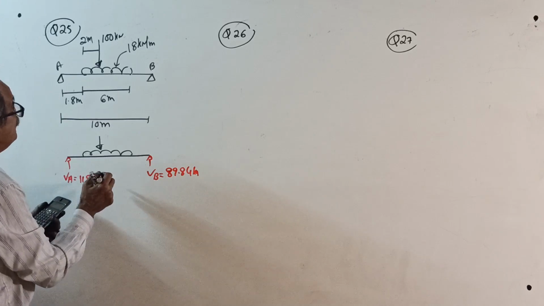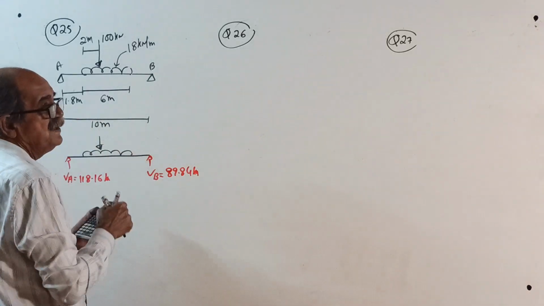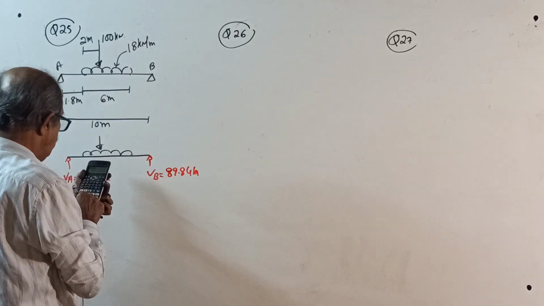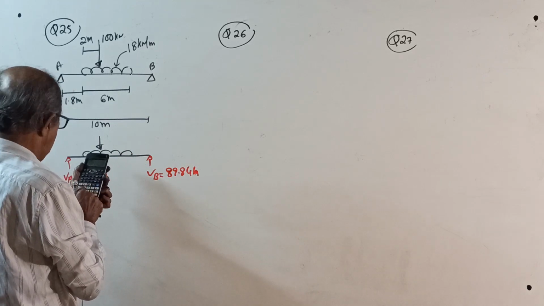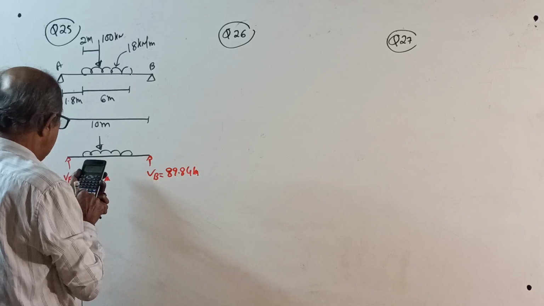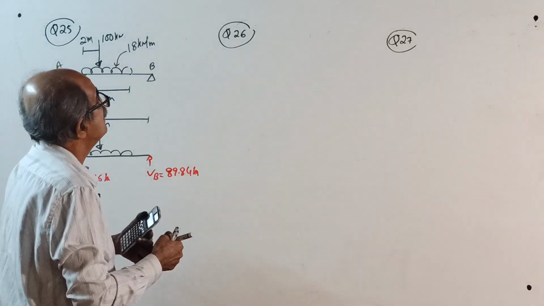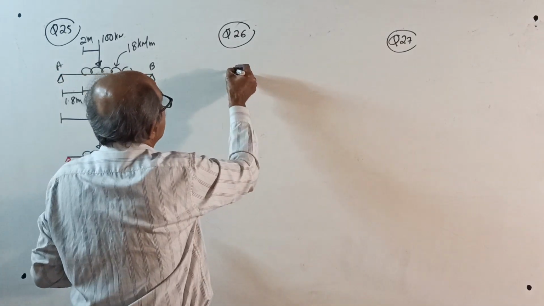118.16 kilonewton. I'll check the answer. 6 plus 1 is 7.8, which means it's 2.2. So 18 into 6 into 2.2 plus another 3, plus 100 into 10 subtract 3.8, divided by 10. Correct. Question 26.